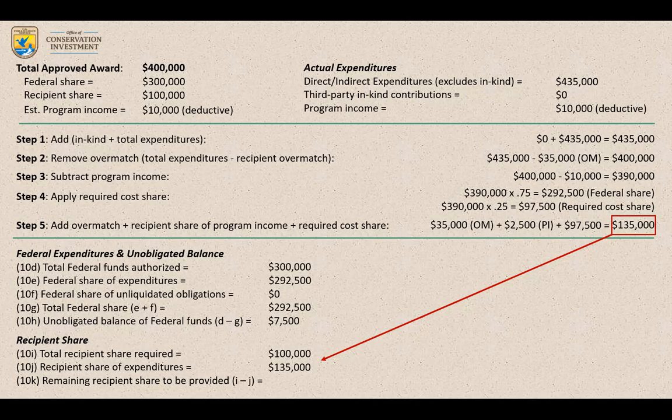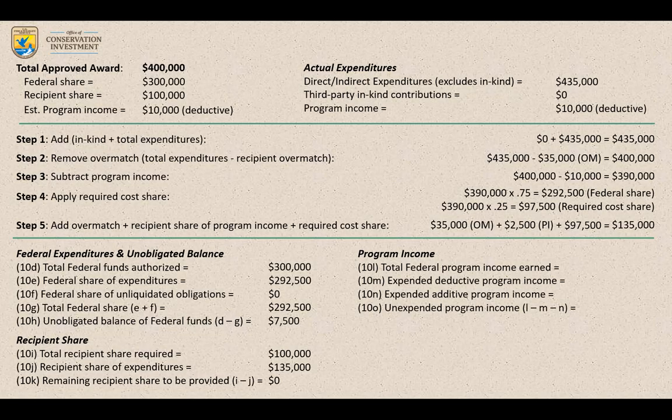Field 10K represents the remaining recipient share to be provided. This amount is determined by subtracting the value in 10J from the value in 10I. The remaining recipient share is 0, although the straight calculation may indicate a value of -$35,000. In either case, this indicates that no additional recipient share needs to be provided.